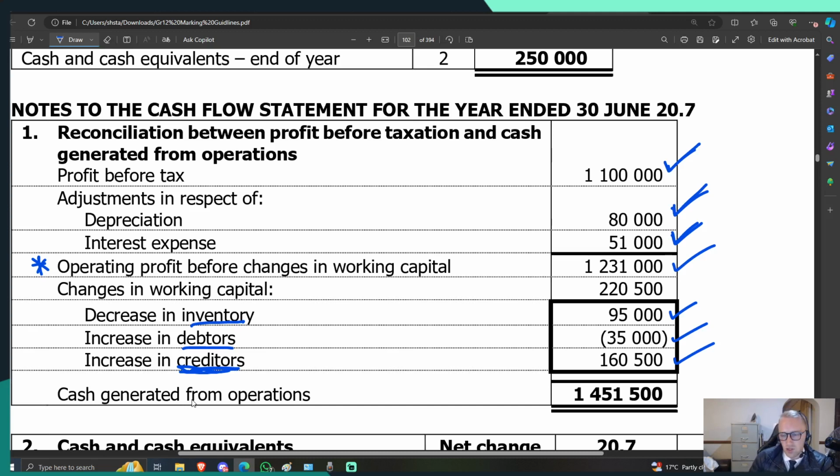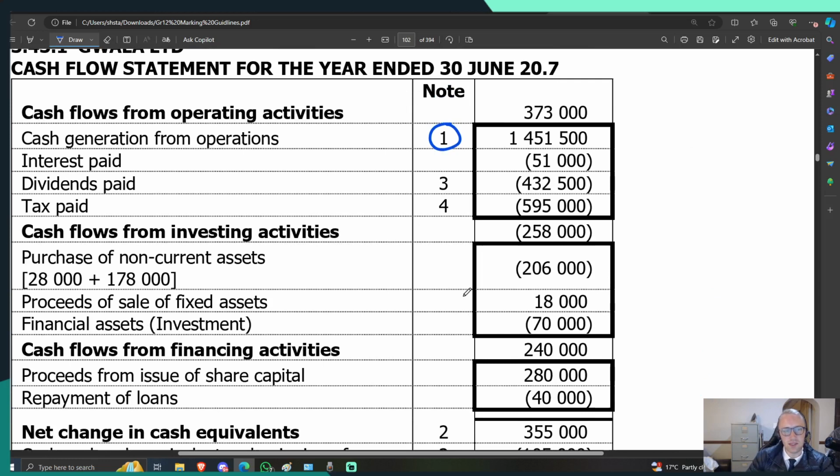So now that we have our changes in working capital, we can sum them, that is, add them together, and we end up with 220,500. If we take our operating profit before changes in working capital, and we add this 220,500 of changes in working capital, we find that our cash generated from operations is 1,451,500 rand. That figure we can now plug straight into our cash flow statement. There it is, cash generated from operations, 1,451,500.